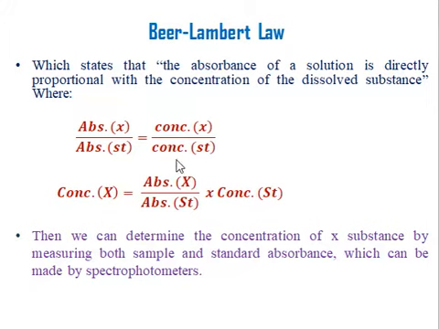And this is the mathematical formula of Beer-Lambert Law. The mathematical formula of Beer-Lambert Law indicates that the unknown concentration is usually measured using a known concentration solution. This known concentration solution is called standard. So what is a standard solution?